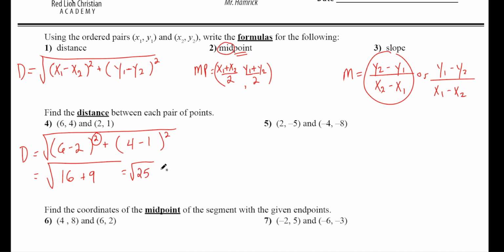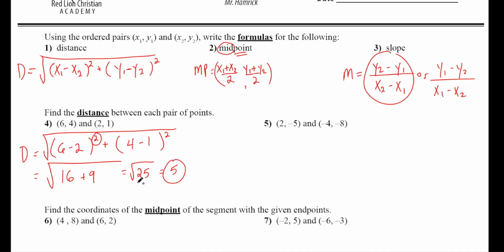25. Do we just leave it like that? No, this is one number that actually comes out to a nice even number. What is the square root of 25? What number times itself equals 25? 5 does. So it's equal to 5. Is it the square root of 5? No, it's just the number 5. Everybody got that?